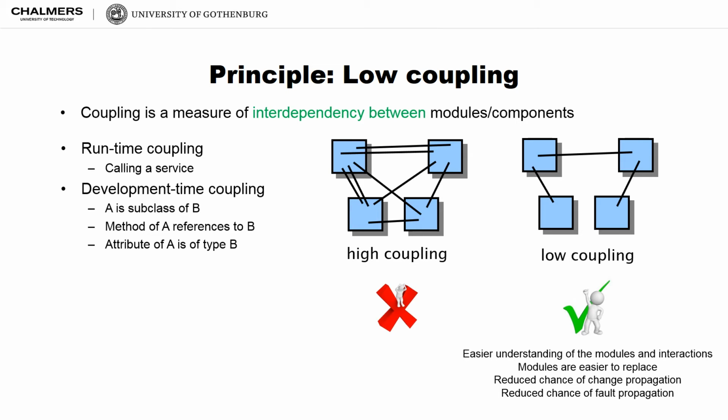As a rule, low coupling is good because it minimizes the impact of changes. If there are few dependencies from one module to another, then this means that changes in one module are less likely to require a change in another module. Hence, a developer can understand and make a change in a module in isolation.